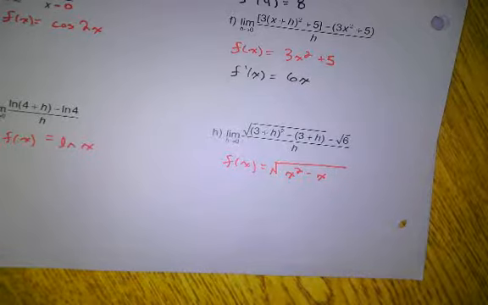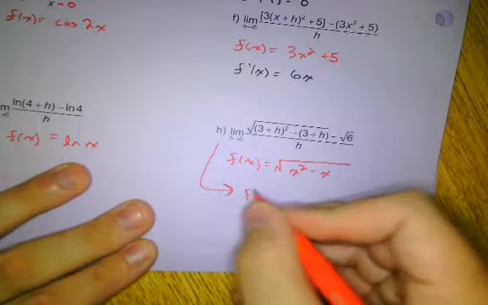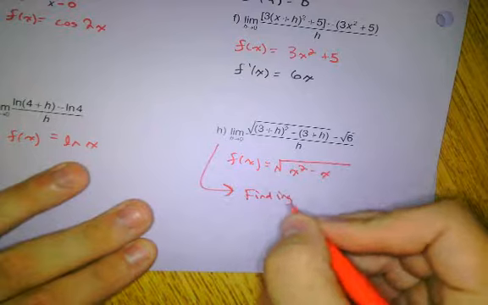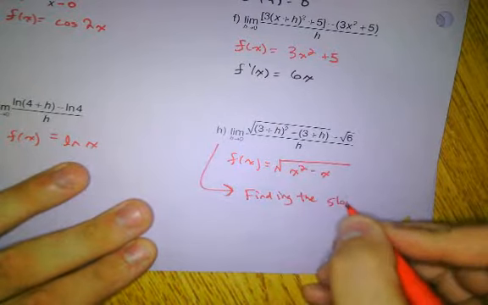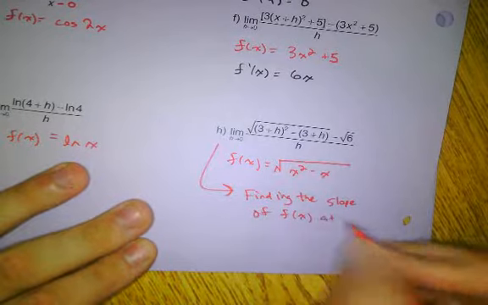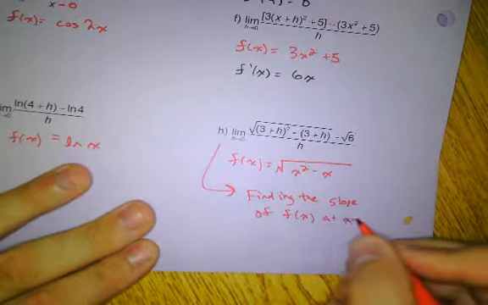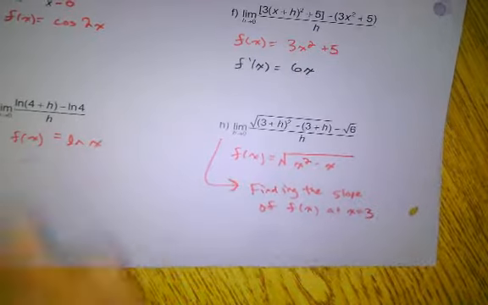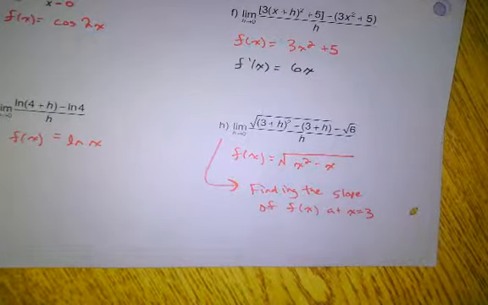If you're not getting it immediately, it's just because you need more practice. It's fine. So this right here is finding the slope of f of x at what number did we say? X equals 3. That's all it's doing.